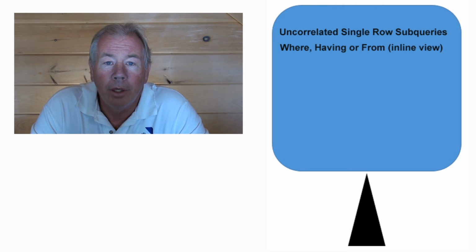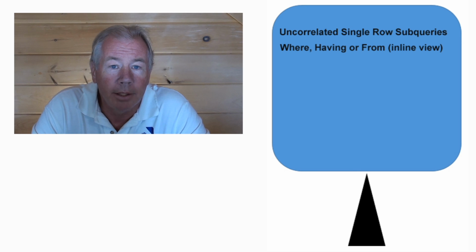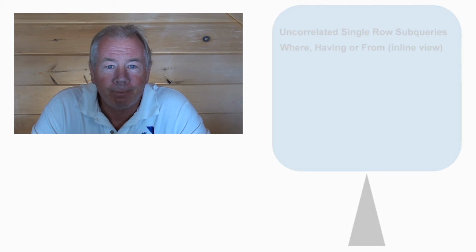In that same little section, we looked at putting a single-row uncorrelated subquery in the HAVING clause. It's really nothing more than an extension of what we learned in the WHERE clause, because the HAVING clause is the parallel to the WHERE clause, but as applied to the GROUP BY clause. So once you know one, you know the other.